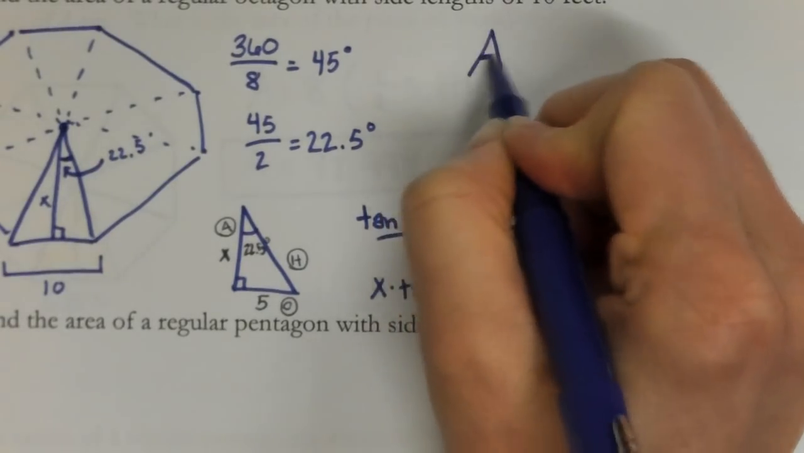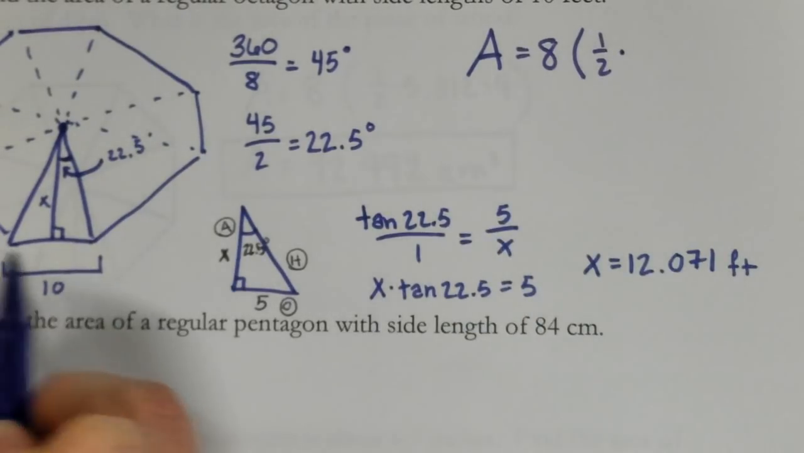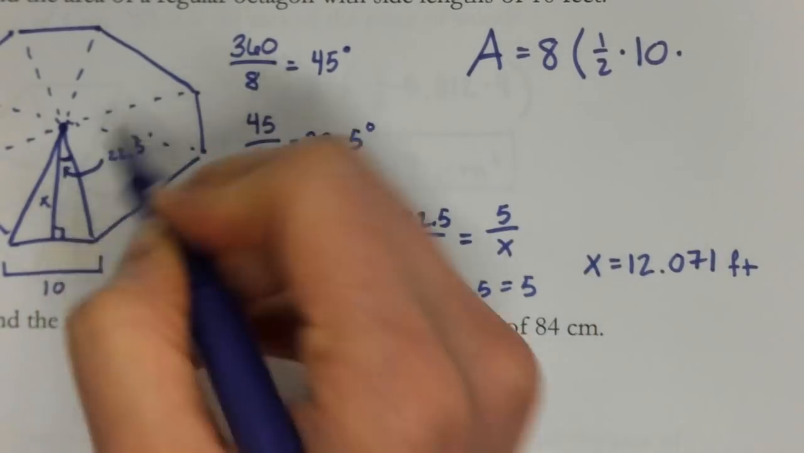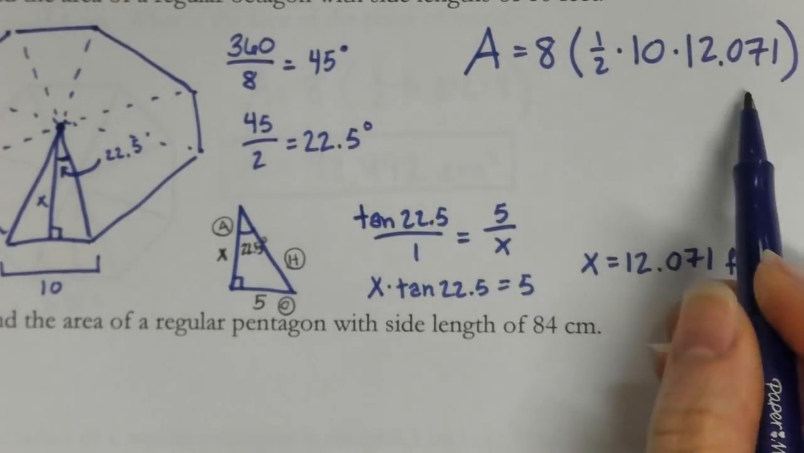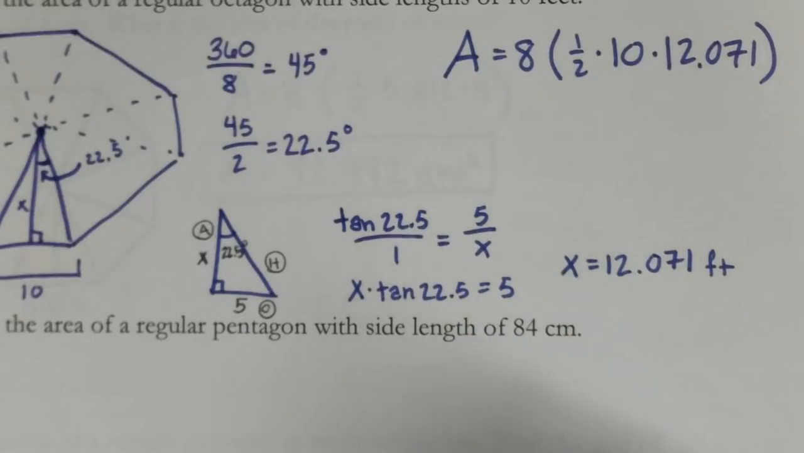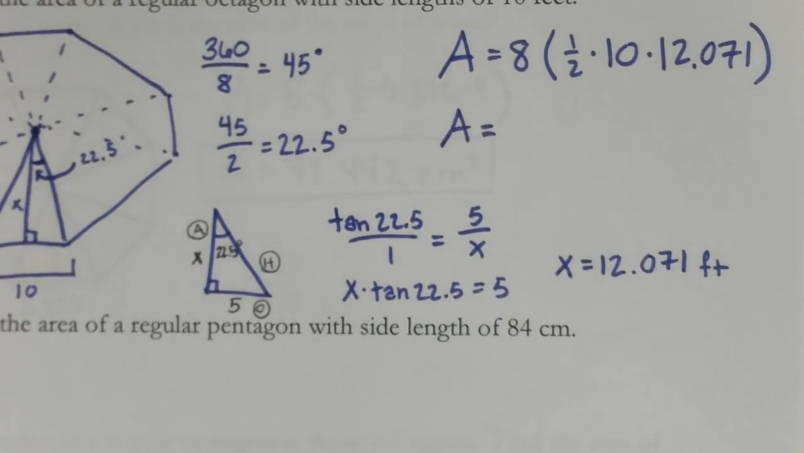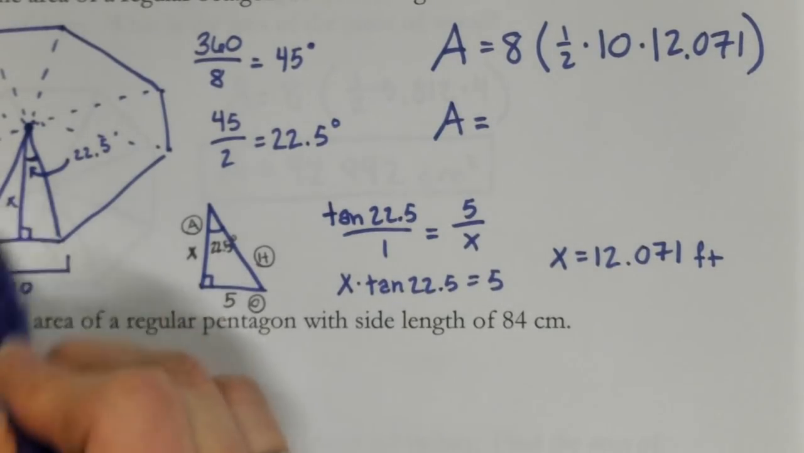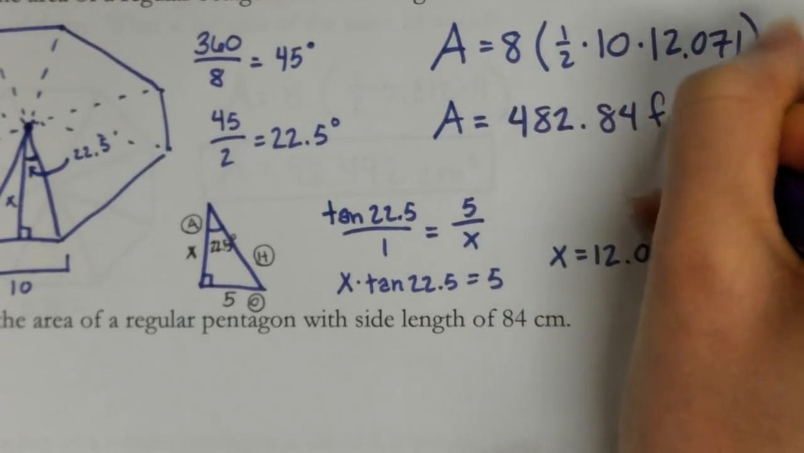So now, your area: 8 times 1/2, the base of the whole triangle is 10. The height of the triangle, which we found, was 12.071. That is the total formula for our octagon. Remember, these are going to be level 2s and 3s where you need to do something in order to find your base and your height of your triangle. So 482.84 feet squared.